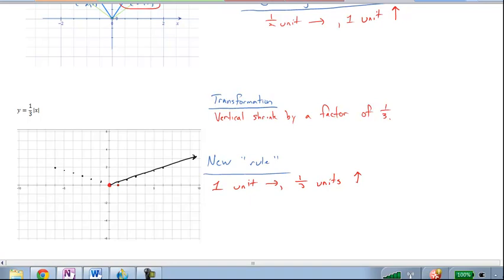And what happens when we connect them is we get this flattened version of the absolute value. This is y equals 1/3 the absolute value of x, which visually makes sense. The height should be flattening down on us.